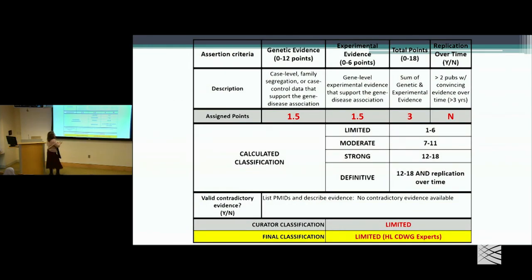So in the end, you had 1.5 points for that one homozygous missense variant in a consanguineous pedigree, not a lot of data. 1.5 for that functional data, none of it was all that convincing. That got you 3 points, so you're squarely at limited. So it's at the level, if it's a candidate gene, insufficient to say that this is a hearing loss gene.